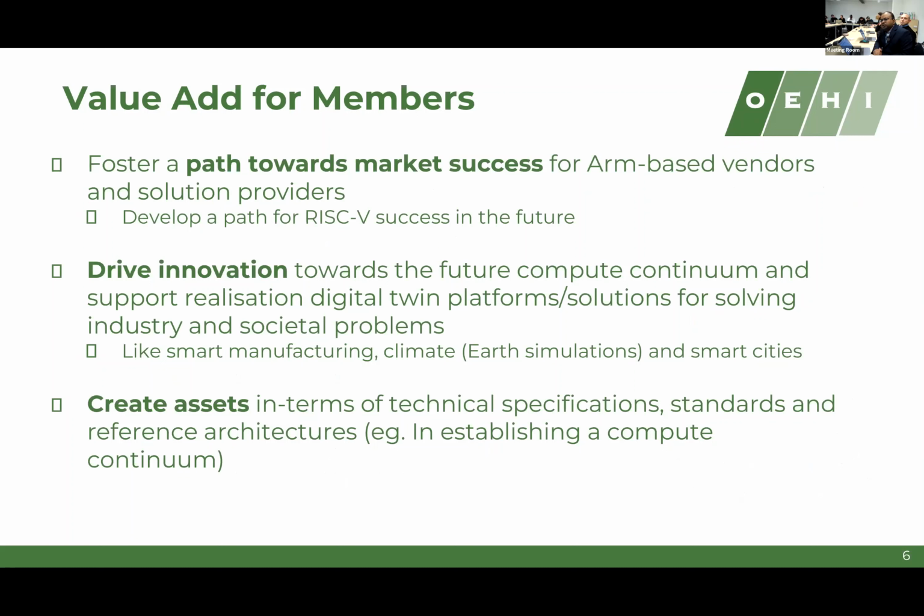So what is the value add for members in general in OEHI? I think for all the members, we want to foster a path towards market success for ARM-based vendors and solution providers. Currently, we have some roadblocks, but we want to make sure that there are no issues for ARM success in the market. And similarly, this will also teach us how to make sure that RISC-V will not have the same problems when it comes to the market in the future.